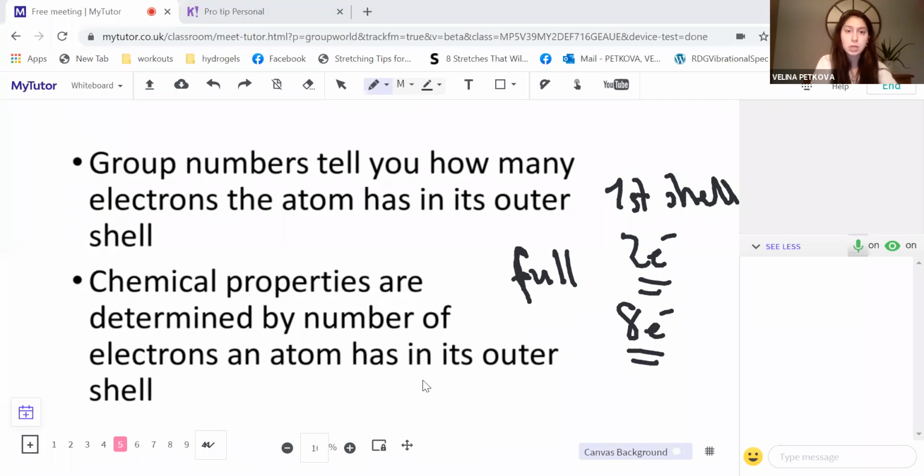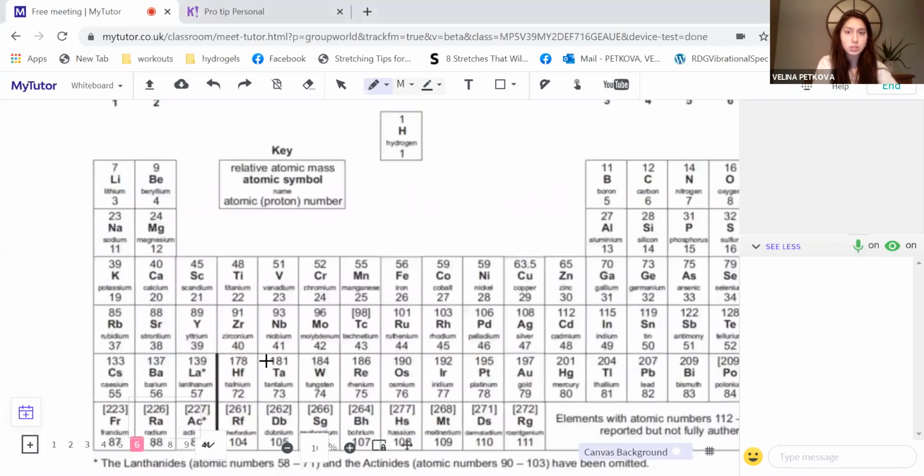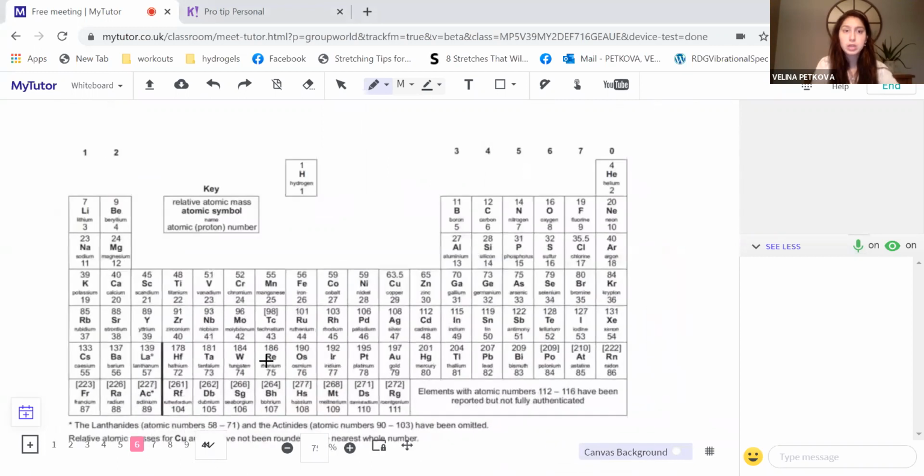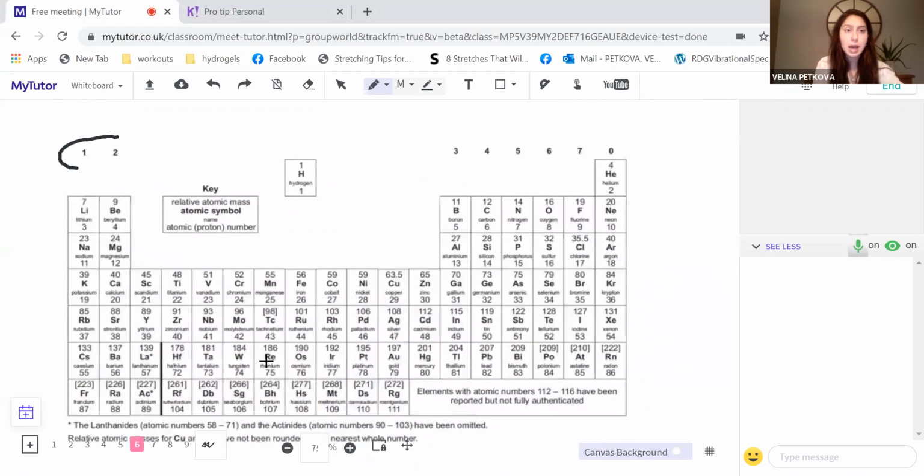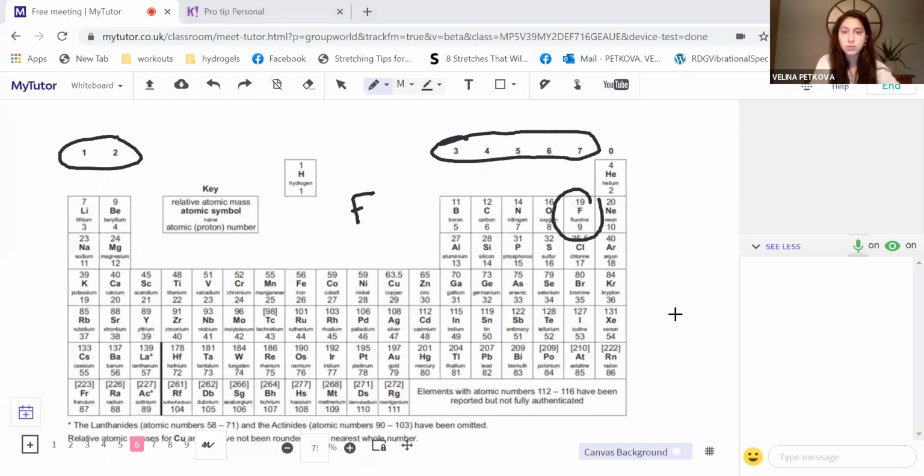What about protons? Protons don't determine chemical properties, only electrons. So chemical reactions are to do with what the electrons do. Okay, so we can see this example here, right? The group numbers tell us how many electrons are in the outer shell. So if we take fluorine for an example, we're going to draw the electron configuration of that. So fluorine has how many electrons? Can people write down the answer in the chat function? How many electrons does fluorine have?